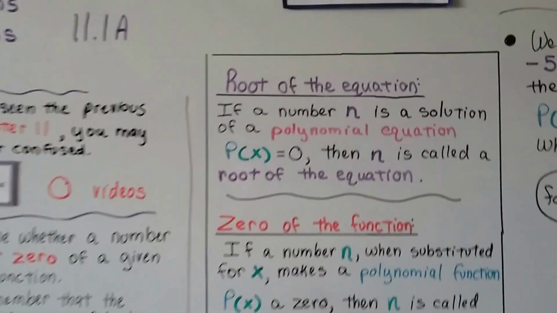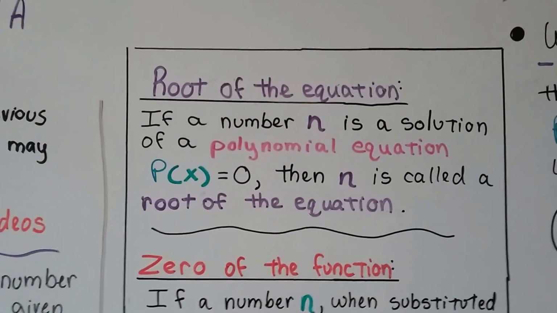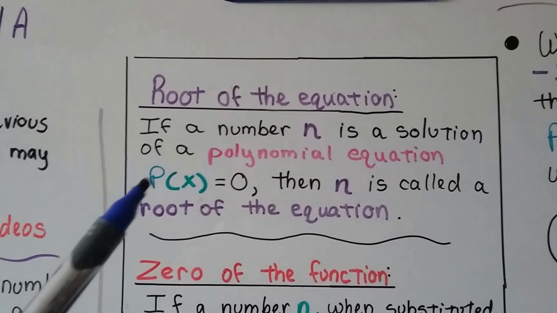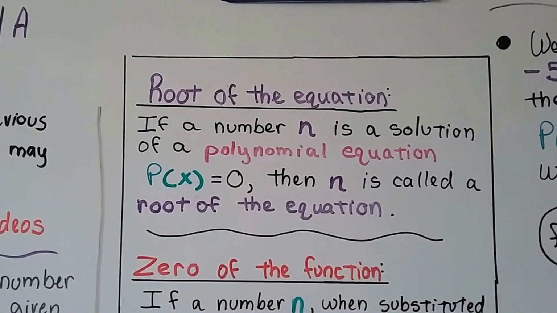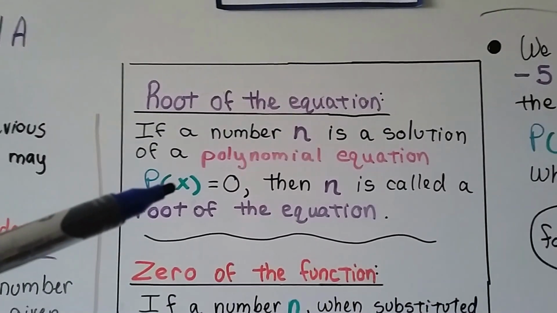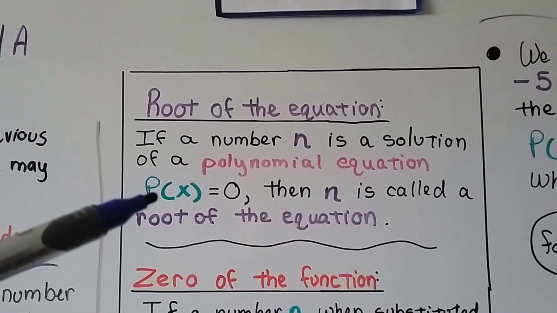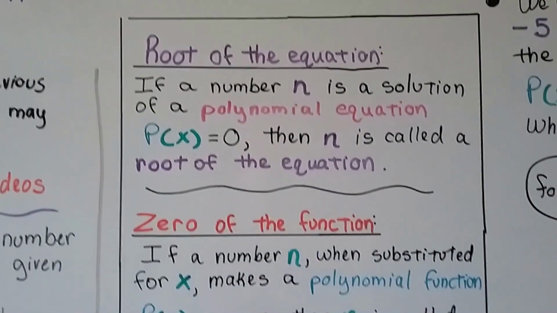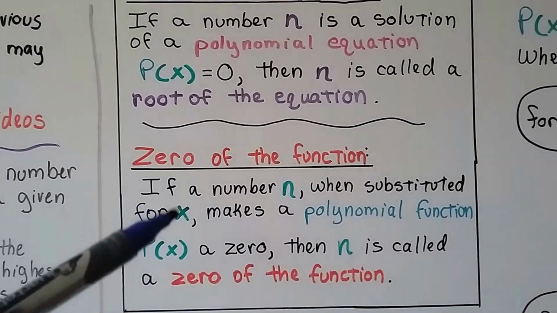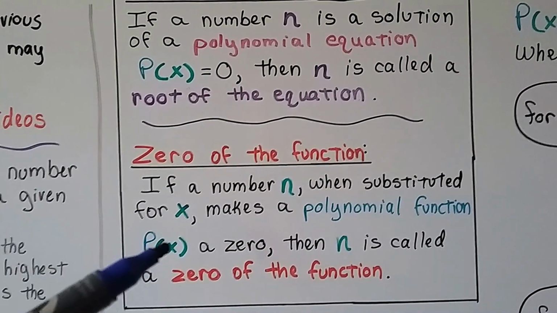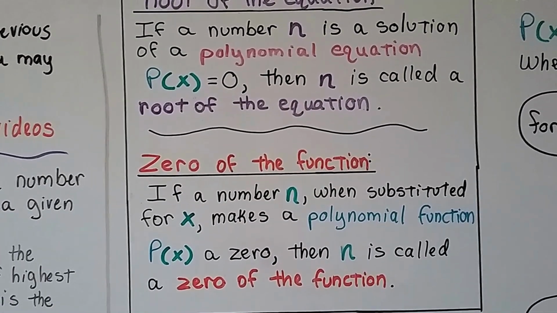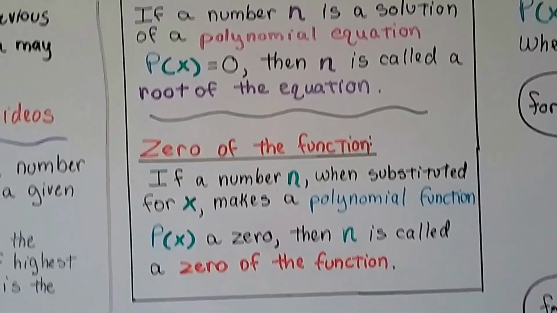Now, the root of the equation, what is that? Well, if a number n is a solution of a polynomial equation, this p of x equals 0, then n is called the root of the equation. So if n fits in here in the place of x and it makes this true, then n is the root of the equation. And the zero of the function: if a number n, when substituted for x, makes that polynomial function p of x a 0, then n is called a 0 of the function. So they're kind of related to each other, aren't they?